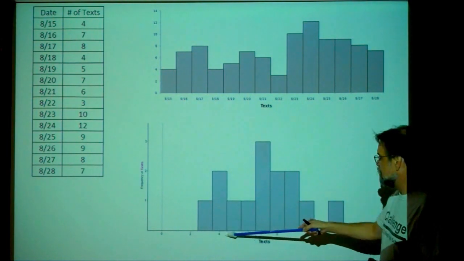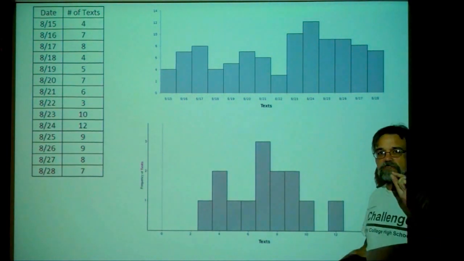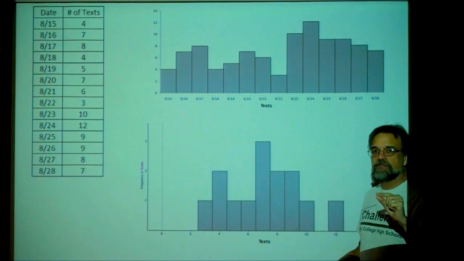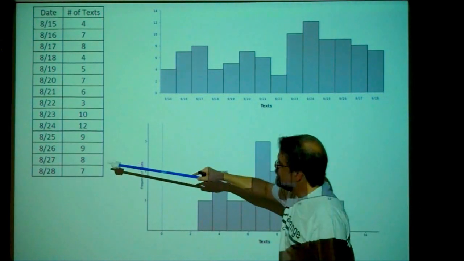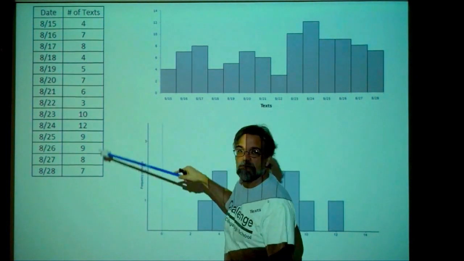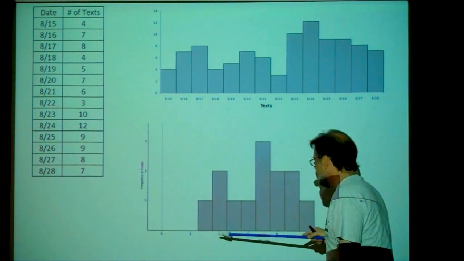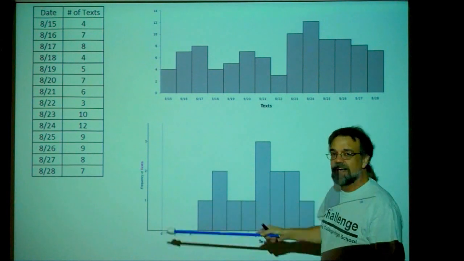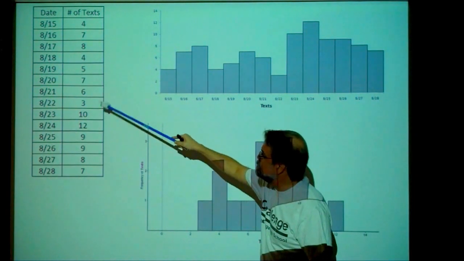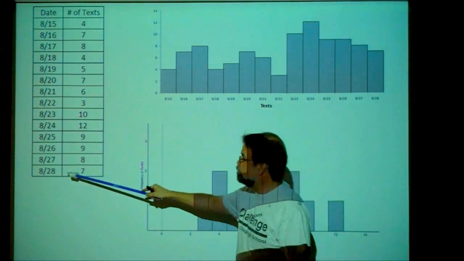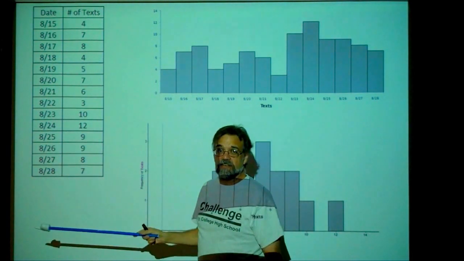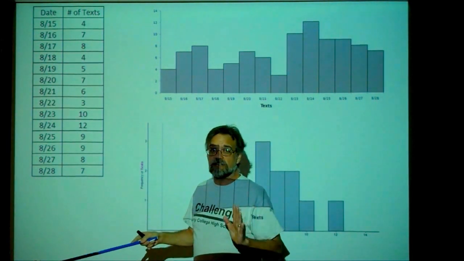On my x-axis is the number of texts. That's the thing that I'm measuring, not the date. Your x-axis needs to be these numbers that you see here, the thing that you're measuring. The y-axis is how frequently those numbers appear. So the histogram is going to ignore the date. It doesn't use the date.